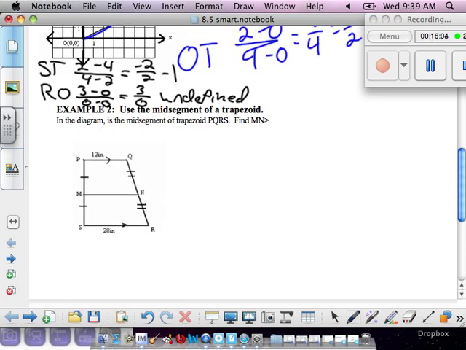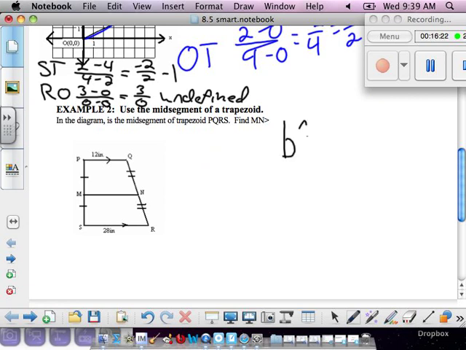We're going to do mid-segment. We're going to find the mid-segment. What's the definition of mid-segment again? I'm going to write it down. For a trapezoid, it's the segment that connects the midpoints of its sides. Good. What is the formula to find it if we have the bases?